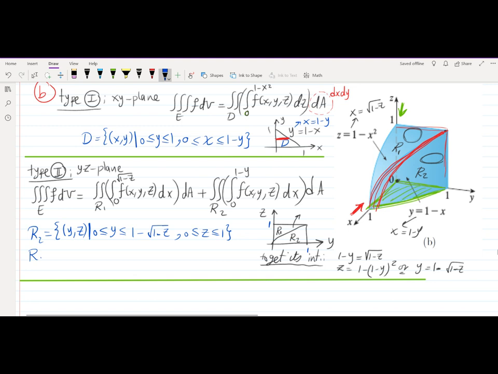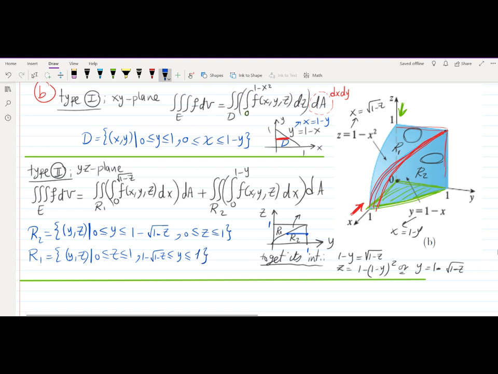which is R1, any point of the form y and z such that we can also consider here z to be constant from 0 to 1, and y is the variable of our target, which changes from this curve at left, which is 1 minus root 1 minus z. If it's not clear for you, I can write it again. 1 minus root 1 minus z, and till the last point, which is here, which is 1, and that's it.